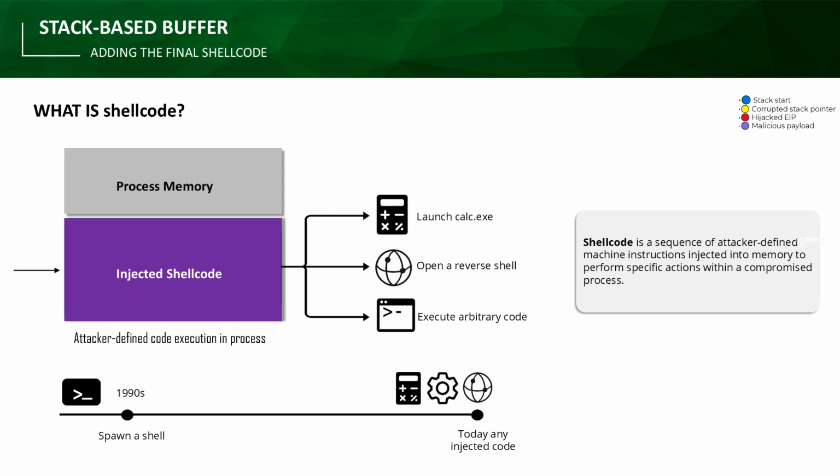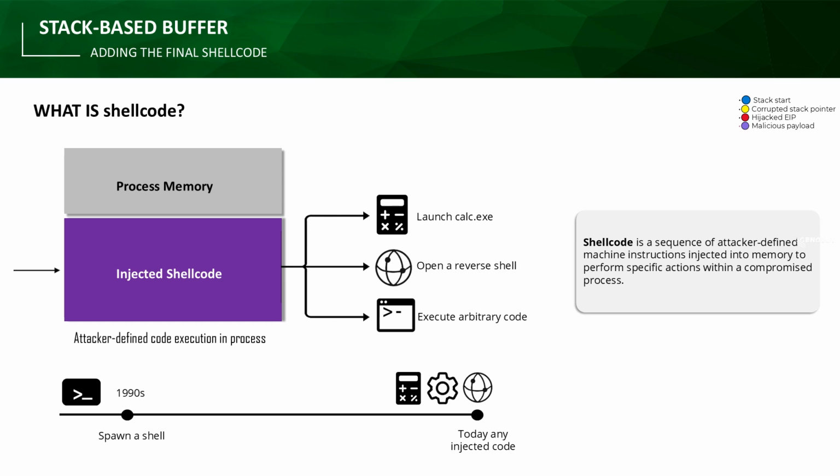What is shellcode? Shellcode is a sequence of machine instructions injected into memory for execution. Despite its name, it doesn't have to open a shell. It can launch a calculator, open a reverse TCP connection, or run arbitrary commands. The term comes from its original purpose in the 1990s, spawning a shell on the target system. Today it's shorthand for any payload that performs an attacker-defined task when executed from within a process.